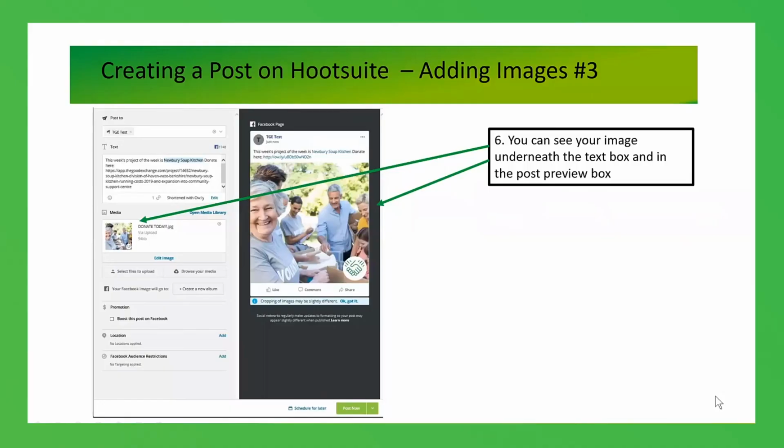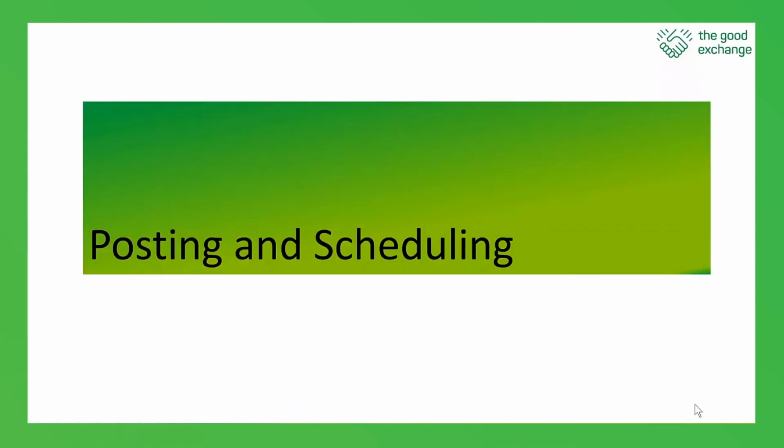You can see here we've added our image, and in the preview box it appears in the media section underneath. Here I can see what it's going to look like in my Facebook post. Again, if I'm not happy with it, I can change it. I can change my text. At any time I can edit what I can see here in my Hootsuite draft, adding my post, creating it and setting it up. Now I'm going to hand back to Rasheen, who's going to talk about how to post and schedule the posts that I've created.